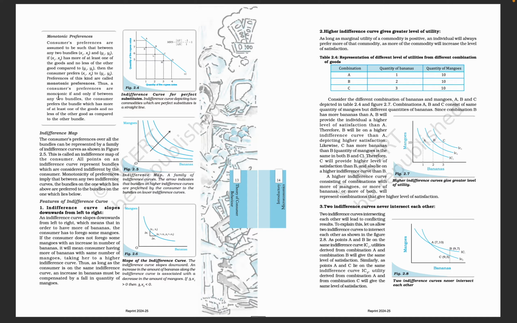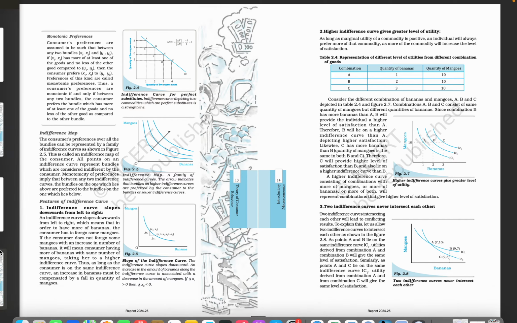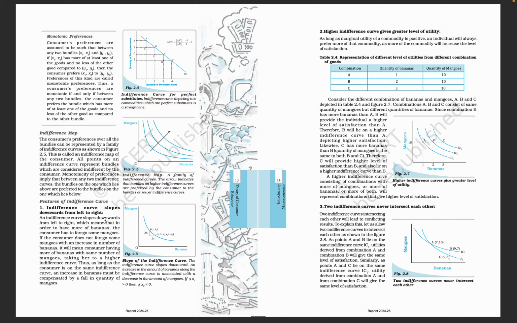Consider the different combinations of bananas and mangoes, A, B, and C, depicted in Table 2.4 and Figure 2.7. Combinations A, B, and C consist of the same quantity of mangoes but different quantities of bananas. Since combination B has more bananas than A, B will provide the individual a higher level of satisfaction than A. Therefore, B will lie on a higher indifference curve than A, depicting higher satisfaction.